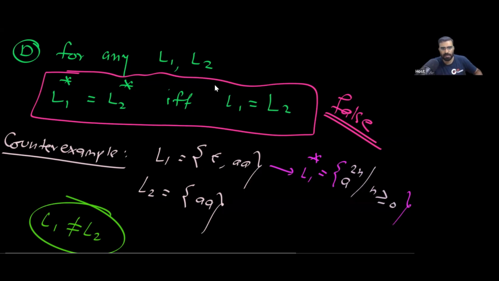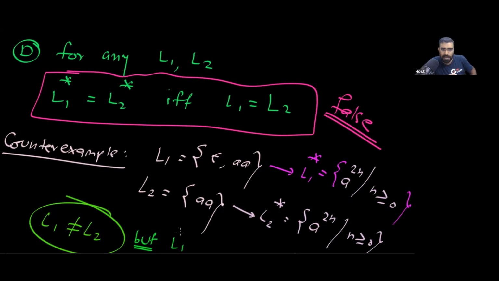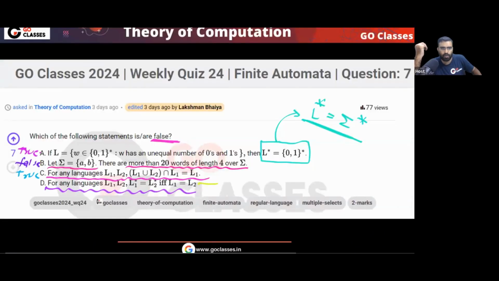Here also, what will L2 star be? That is also a power n. Is this clear? So you can notice here that L1 and L2 are different, but L1 star is the same as L2 star. Is this clear? Please let me know. Is this understood? So remember, this statement is false.